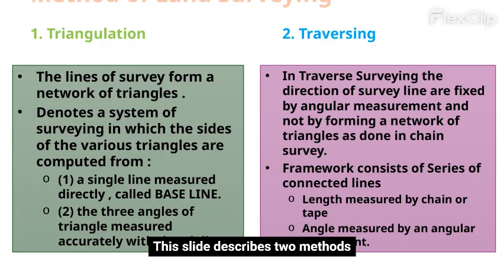This slide describes two methods of land surveying: triangulation and traversing. Triangulation involves a network of triangles with sides computed from a measured baseline and angles measured with a theodolite. Traverse surveying fixes survey line directions by angular measurement, forming a series of connected lines with lengths measured by chain or tape and angles measured by an instrument.